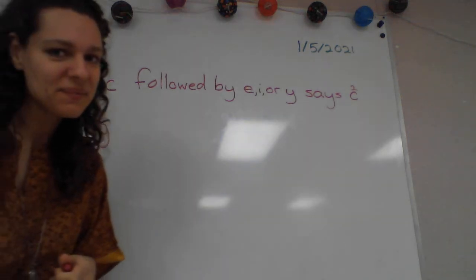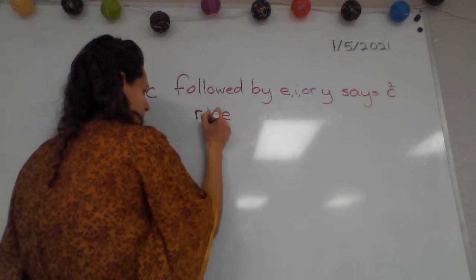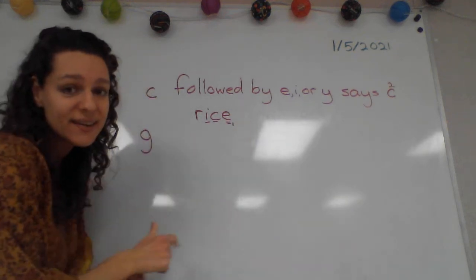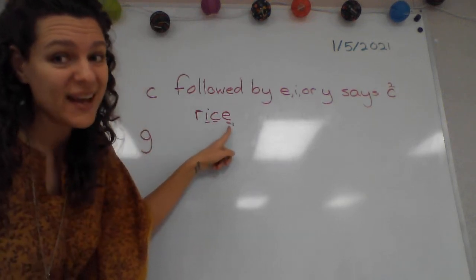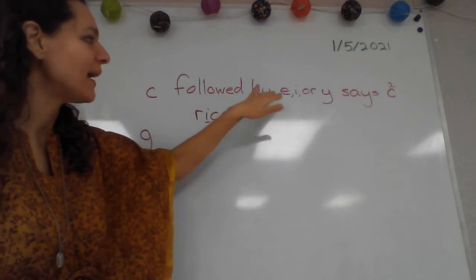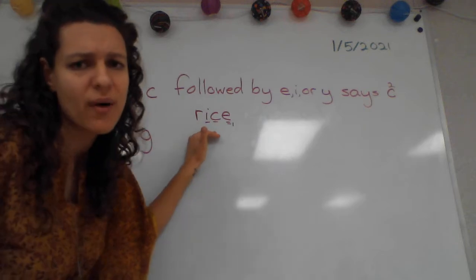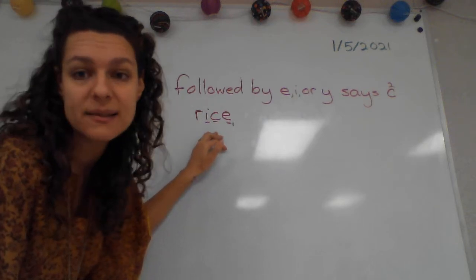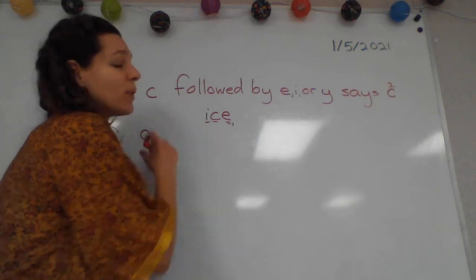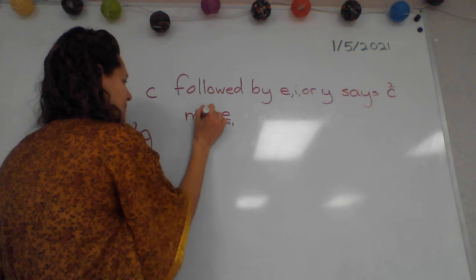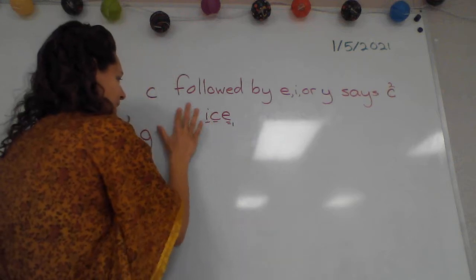Oh, I can think of a good example of this rule. It's something we eat a lot in my house. Class, what's this word? Good, rice. And since this C has an E after it, it's saying S, because, say it with me, C followed by E, I, or Y says S. And then, of course, a lot of words rhyme with rice. Who can tell me a word that rhymes with rice? Well, if we took this off, right? What is that? Good, ice. What if we changed it to an m, what would that be? Good, mice. What if we changed it to an n, what would that be? Good, nice.